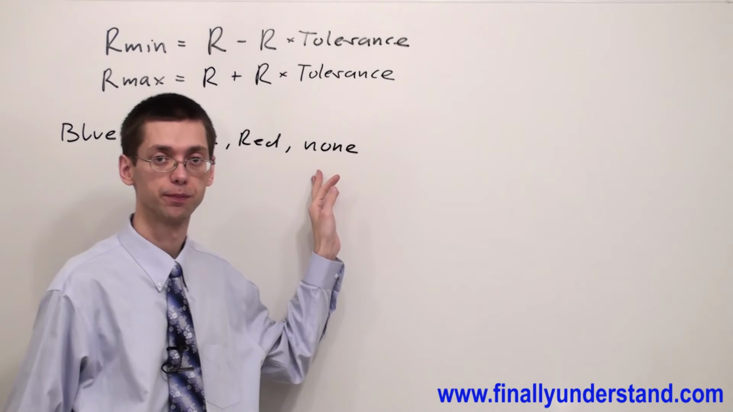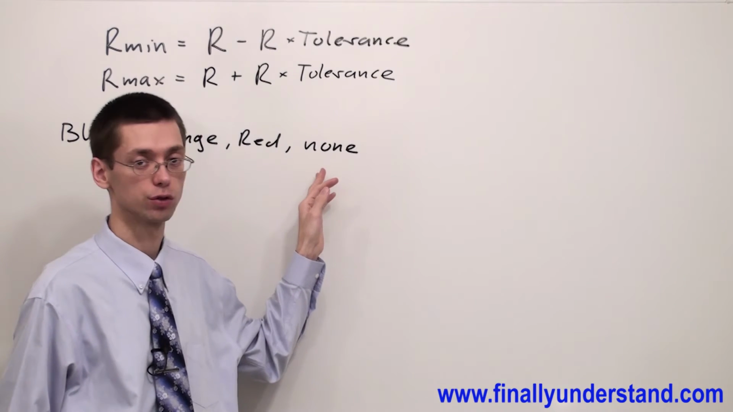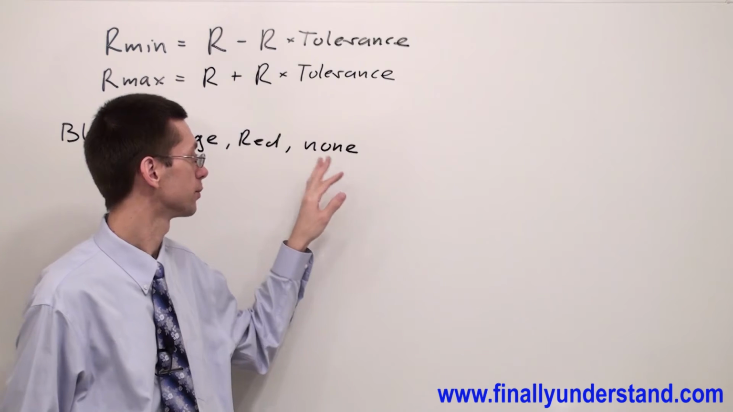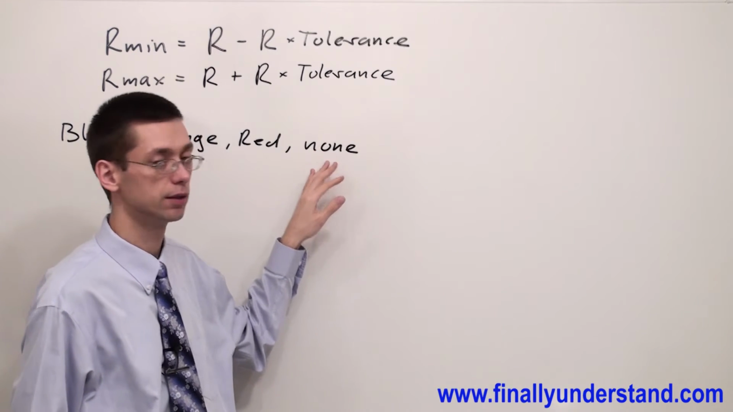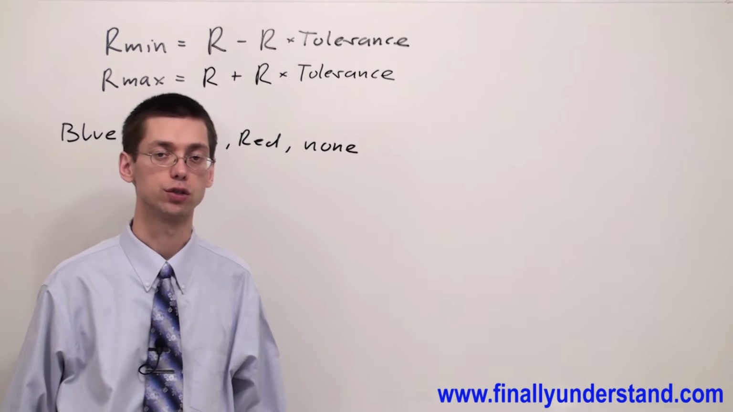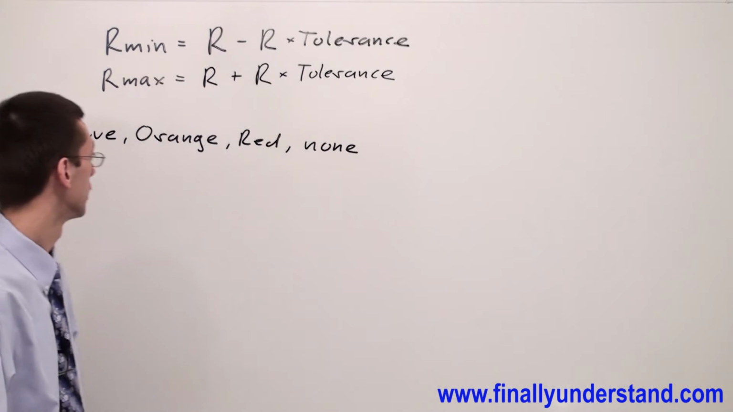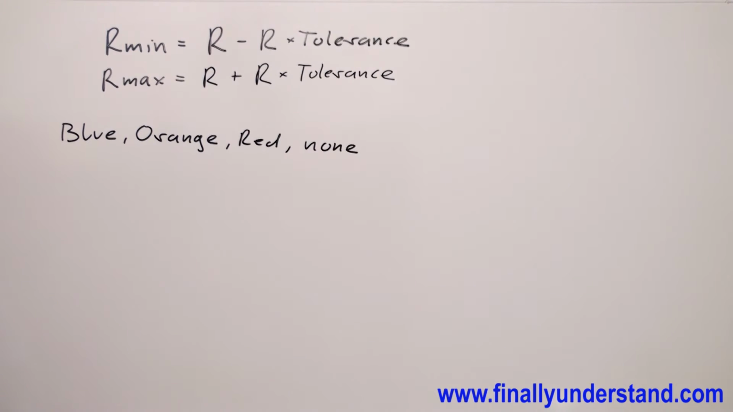Sometimes you will have a resistor which will not have a fourth band. I'm talking about the resistors which were produced a long time ago. Sometimes you can find something like that. It means that the tolerance of this resistor is 20%. So let's find the minimum and maximum value of this resistance.